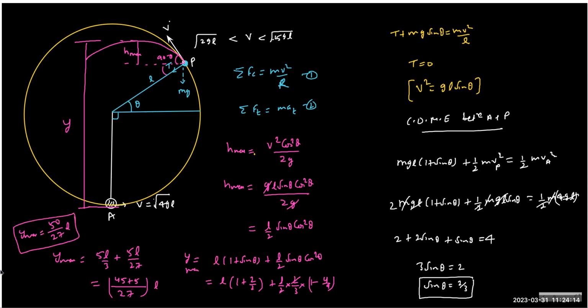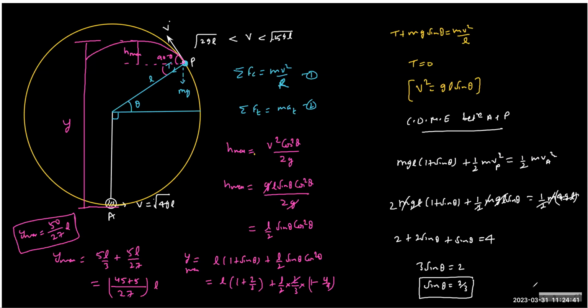27 into 2 is 54. It is slightly less. You will almost reach vertical, but not vertical. Hello guys, tell me, is this clear? So it is 1.85, less than 2. Almost.